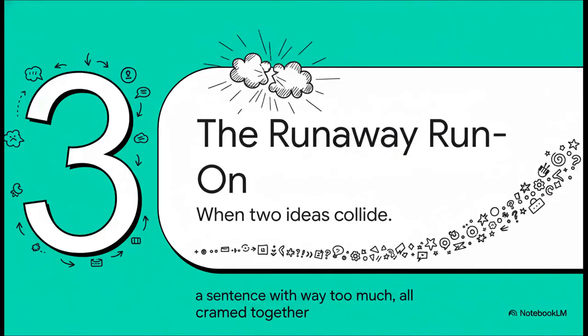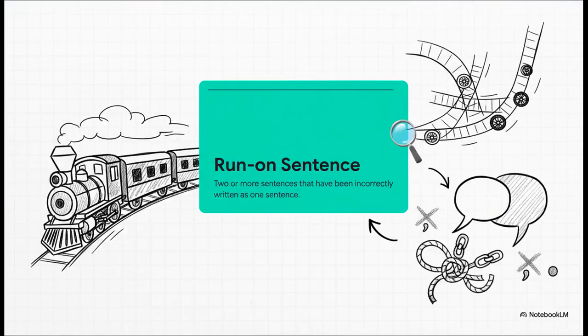All right, let's move on to our next case. We're now investigating the run-on sentence. And this is interesting because if a fragment has too little information, the run-on has the opposite problem. It's got way too much, all just crammed together. So here's the official definition. A run-on sentence is what happens when two or more complete sentences get squished together into one without the right punctuation or connecting words to guide the reader. It's kind of like a train of thought that's completely jumped the tracks.